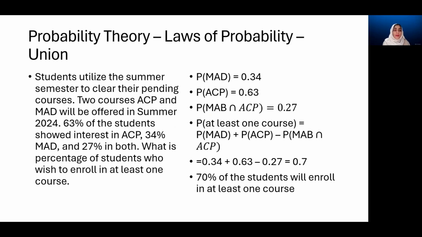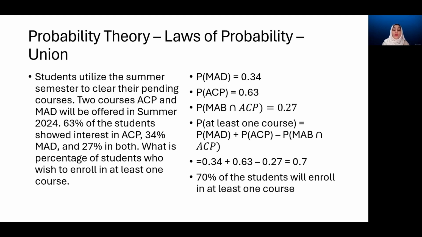Consider another example. Students utilize the summer semester to clear their pending courses. Two courses, ACP and Math, will be offered in summer 2024. 63% of the students have shown interest in ACP, 34% in Math, and 27% in both of them. What is the percentage of students who wish to enroll in at least one of these courses?